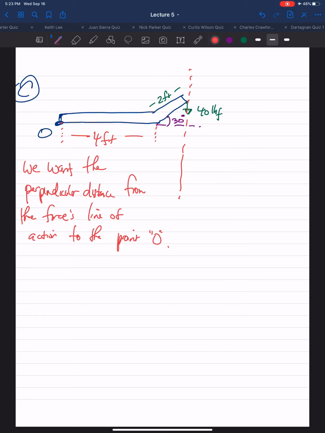So using our right triangle rules, we know if this hypotenuse is 2 feet and the angle is 30 degrees, cosine of that angle gives us this A leg here. So the perpendicular distance D will be 4 feet plus the 2 feet times cosine of 30 degrees.